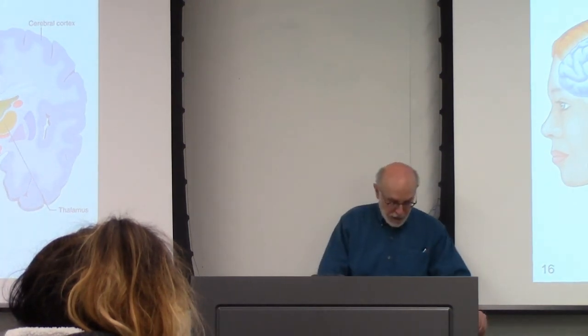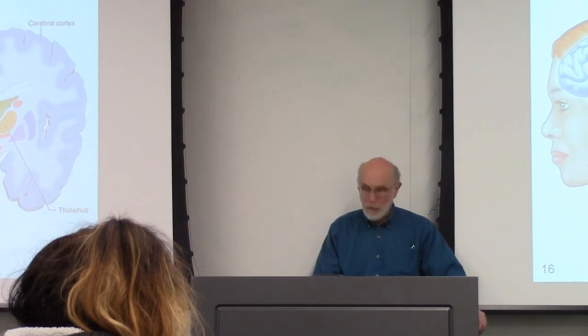And some of the other answers are easy too. The temperature pathway crosses over in the spinal cord. The touch pathway crosses over in the medulla.